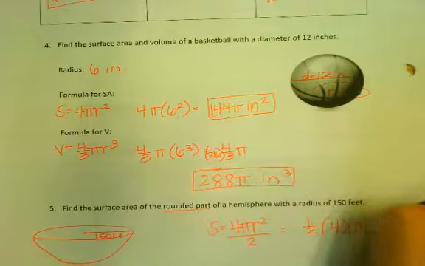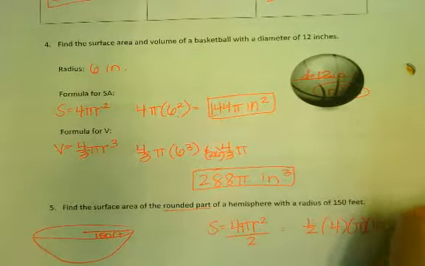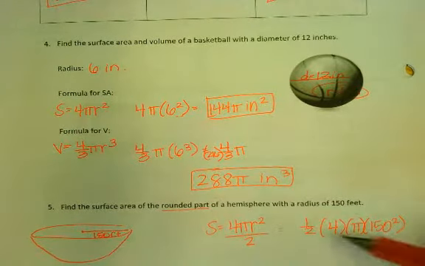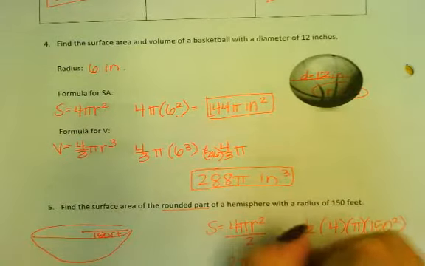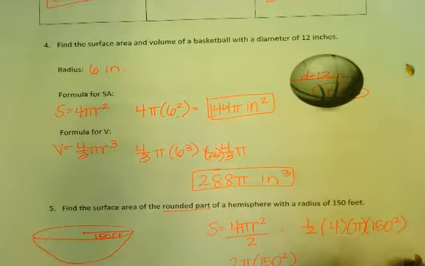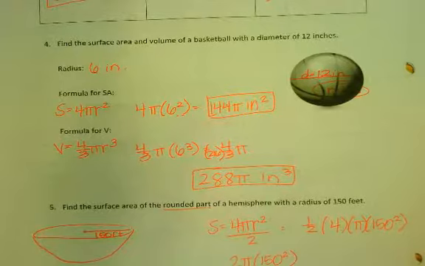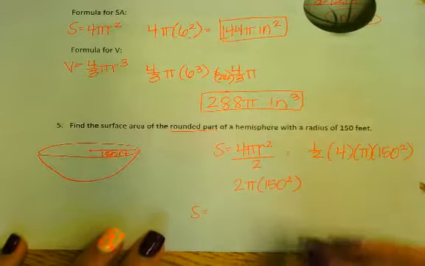150. Okay, 1/2 of 4 is 2, so you have 2 pi 150 squared. And what do you get? What's 150 squared times 2? 45,000. 45,000, then don't forget to tack back on that pi.